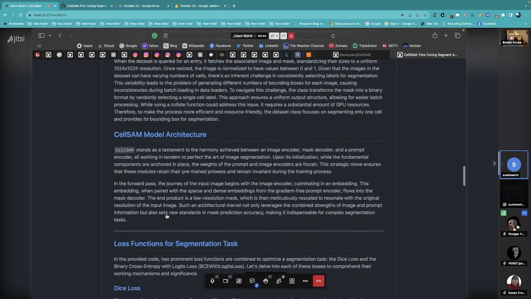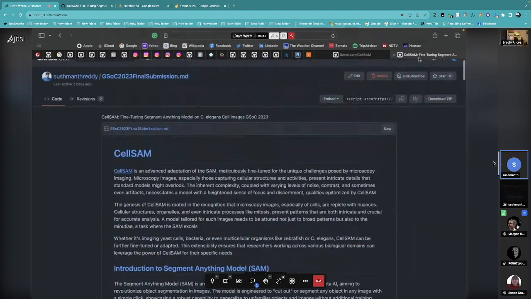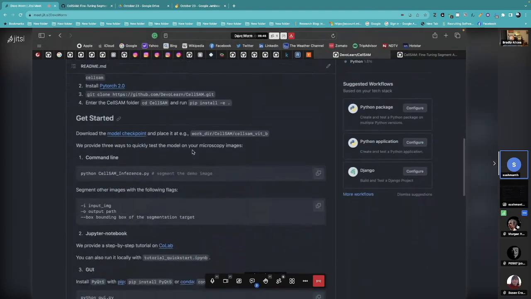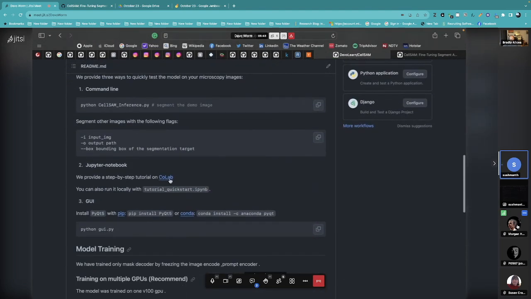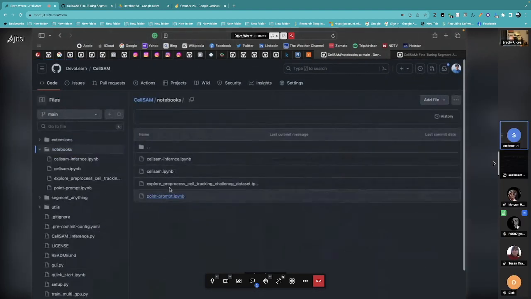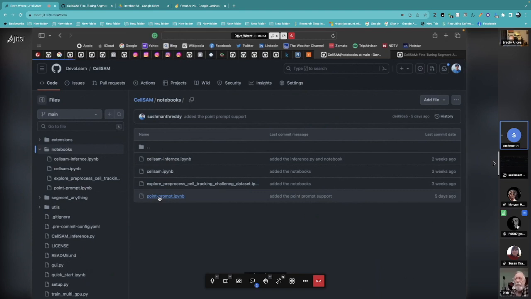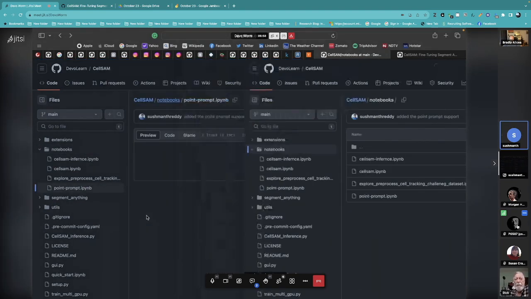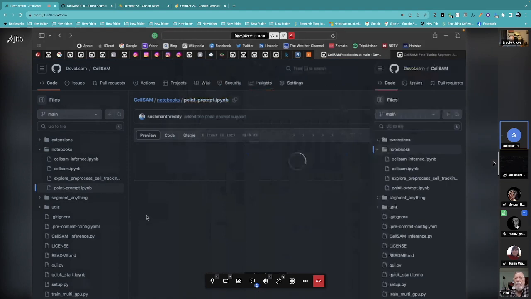I have added the whole thing. I have added the weights of it as a separate thing. I have added a step-by-step tutorial on Colab also. For everything, these are the implementation notebooks. These are the things, Bradley.